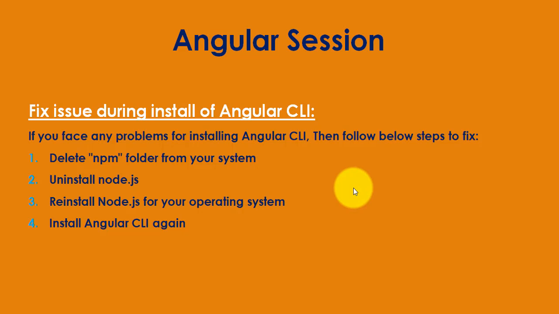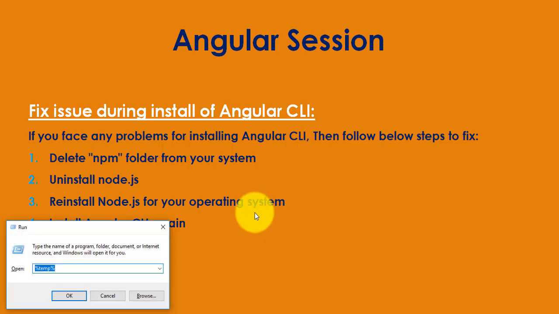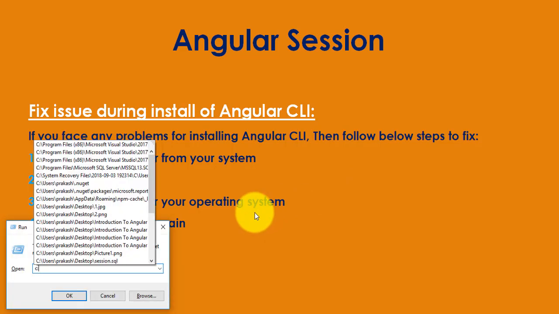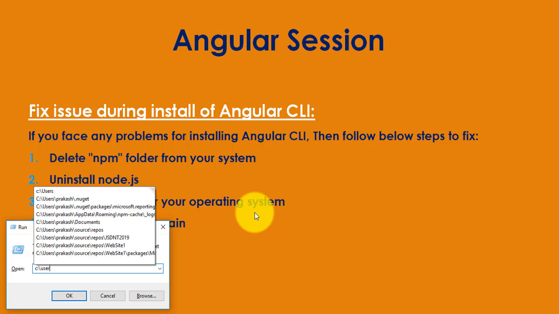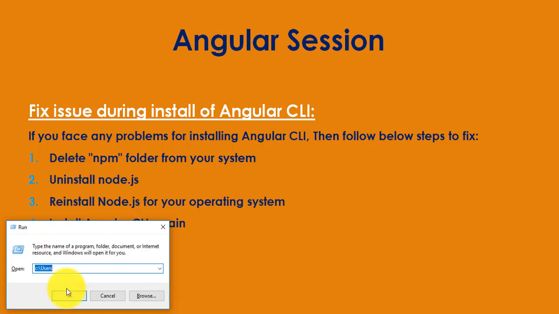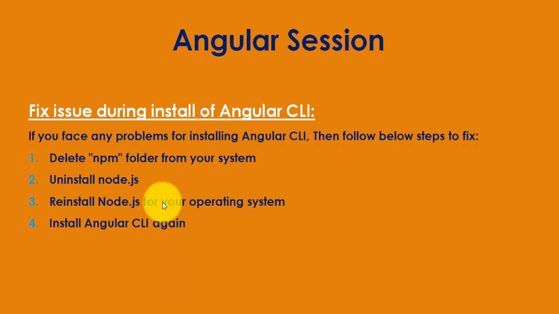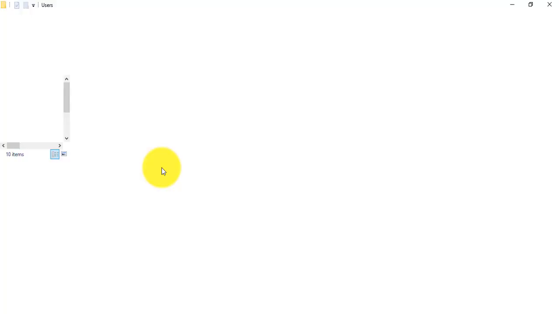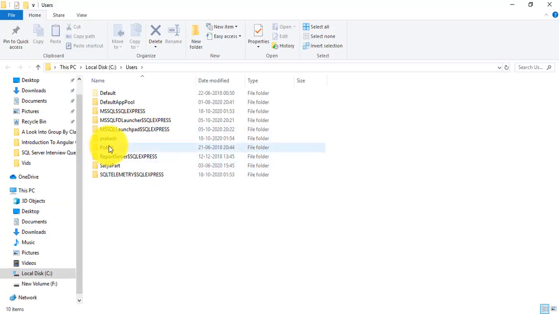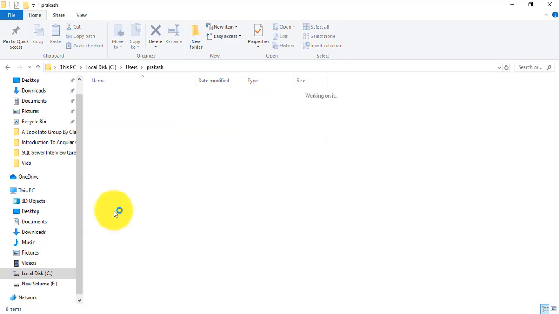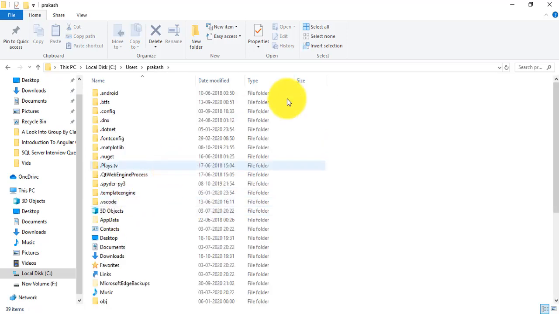How to do it? First I will press Windows R to get to the C drive and Users. Now click OK. Here I will find my system name. My system name is Prakash, maybe yours will be different. And in Prakash you will get the AppData folder here.